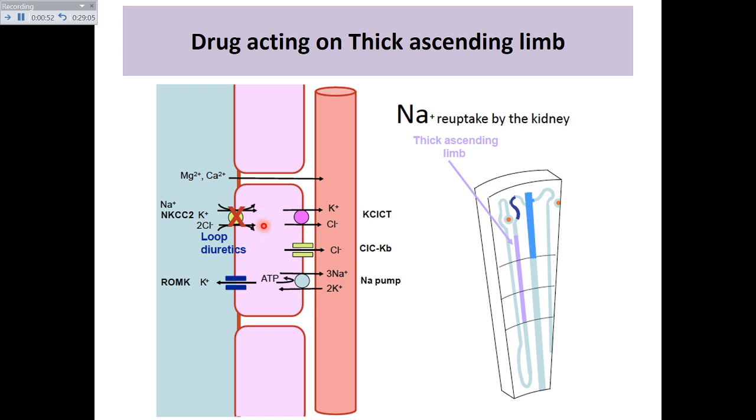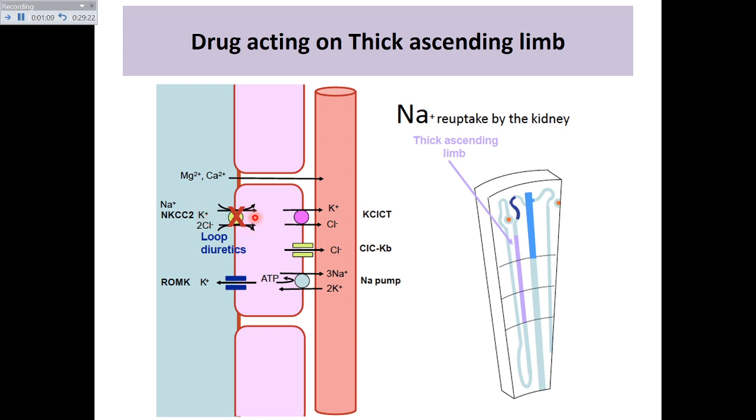The solute comes into the cell. This is normally in normal condition, and this is called reabsorption of the sodium, Cl, and potassium. What will happen if this is blocked? Through this loop diuretic, this one is blocked, and reabsorption cannot happen.